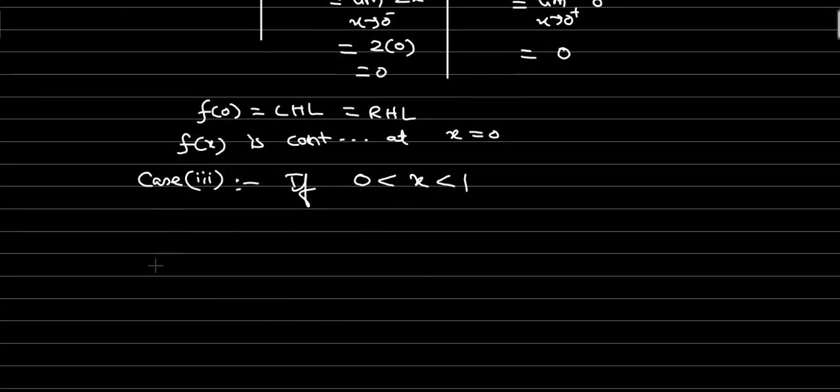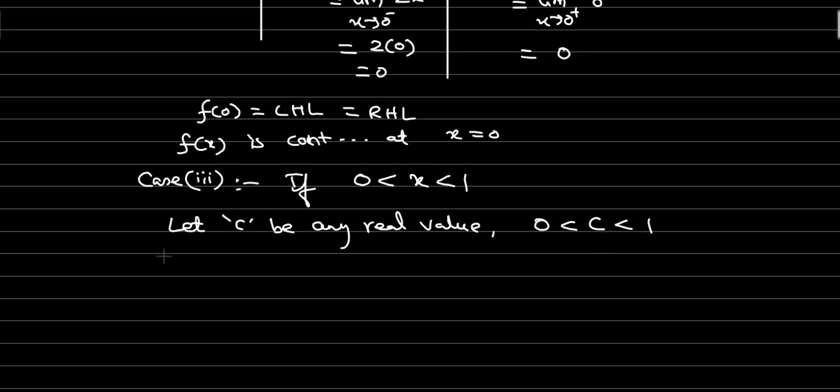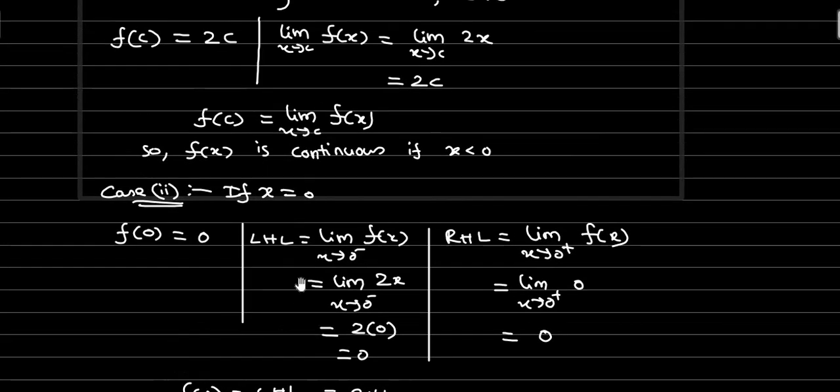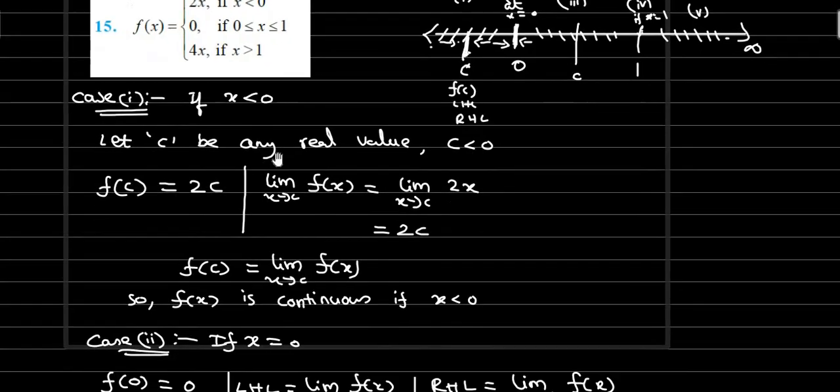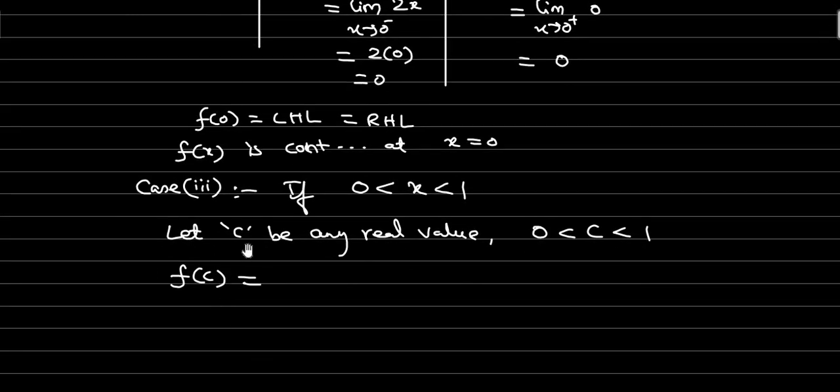So let's have a common name. Let C be any real value. At the same time, C should lie between 0 to 1. Okay, so to check the continuity, f of C, left hand limit, right hand limit, three things are required. So first, f of C. Okay, so where does our C lie? Between 0 to 1. So the suitable function is 0 only. So f of x is 0, basically a constant function. Whatever input you give, the result is going to be the same, so 0.